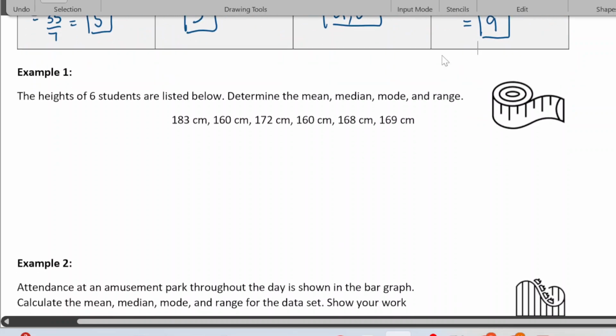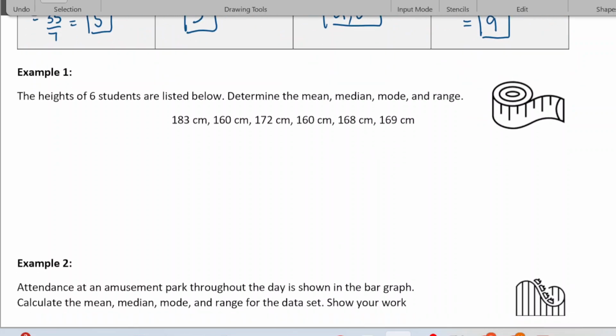If you want to try this one, this would be a good time to pause and try this one on your own, before we look at a graph example. So we're going to find the mean, median, mode, and range. Okay, so we'll start with the mean. One thing to do before you even start with any of these is write your data set in order. That way it's easier to pick everything out.